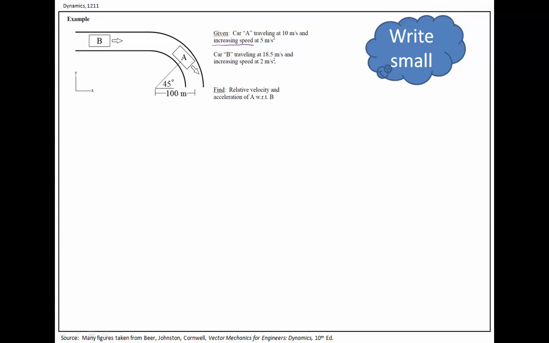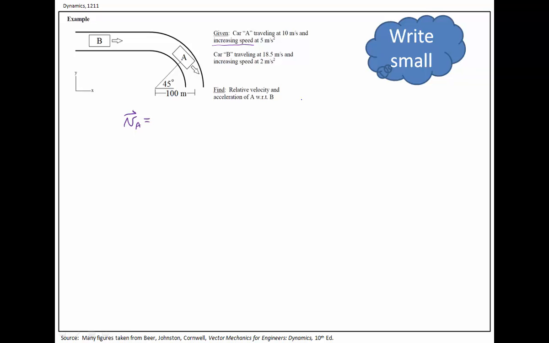Now car B is traveling at 18.5 meters per second and increasing speed at 2 meters per second squared. So let's go for velocity first. And I like to use the components. It's a lot easier than trying to use the triangles. And it's especially true with the acceleration, which we'll see. Okay, so I'm going to find first the velocity of A.